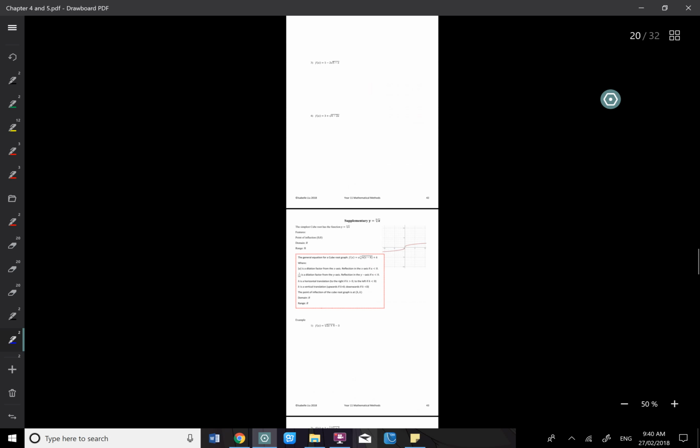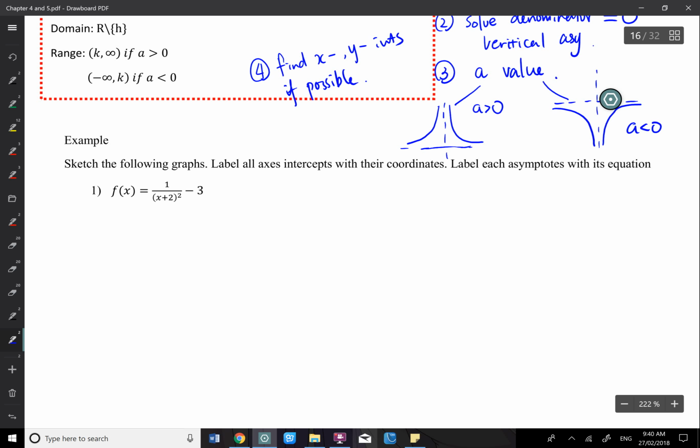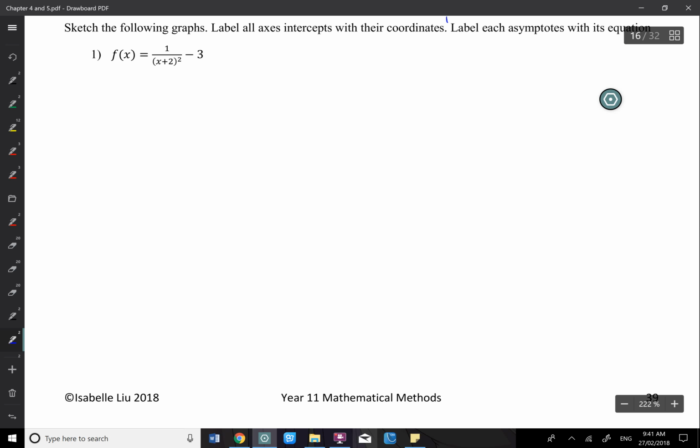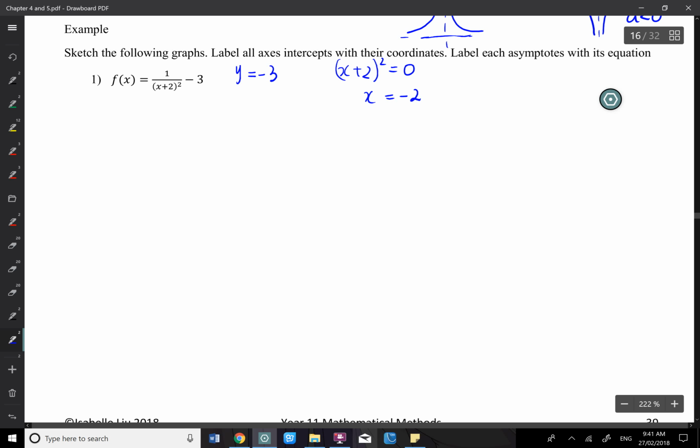Okay, let's have a look at this example here. Sketch the following graphs. Label all x-axis intercepts with their coordinates and label each asymptote with its equation. Okay, f(x) equals to 1 over (x plus 2) squared minus 3. So y equals to minus 3 must be 1 asymptote. (x plus 2) squared equals to 0, x equals to negative 2 will be the other asymptote.